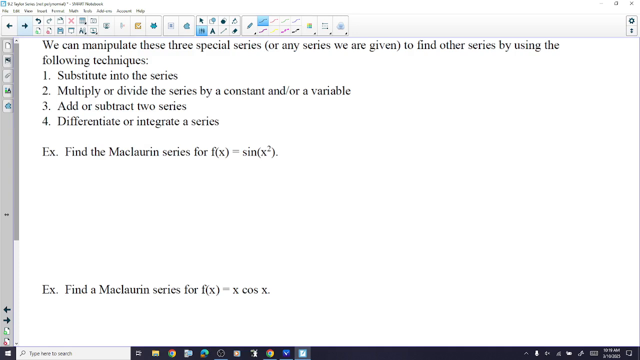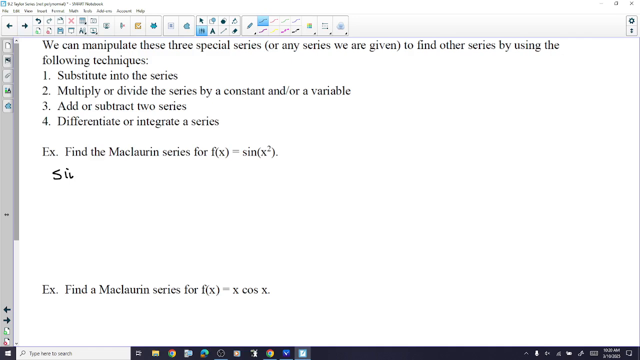We can manipulate these three special series, or any series we are given, to find other series by using the following techniques: substitution, multiply or divide the series by a constant and or a variable, add or subtract two series together, differentiate or integrate a series. So we get term by term derivative or term by term antiderivative integration. Find the Maclaurin series for f of x equals sine of x squared.